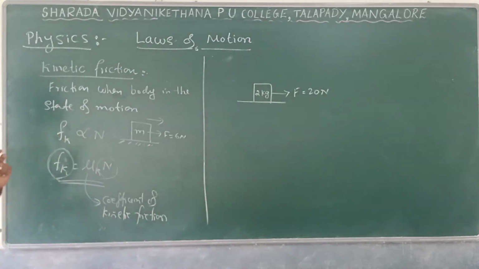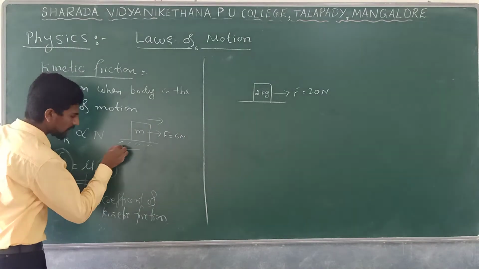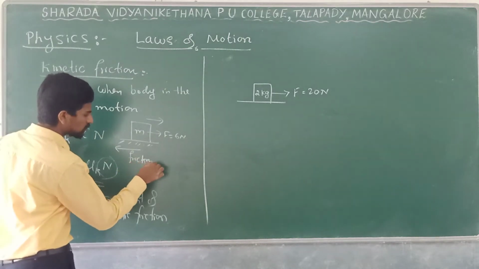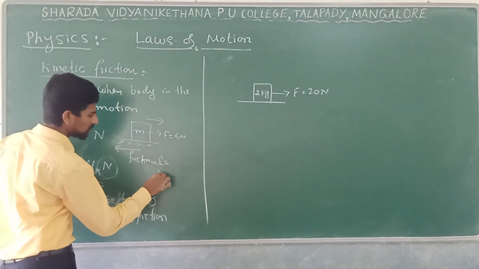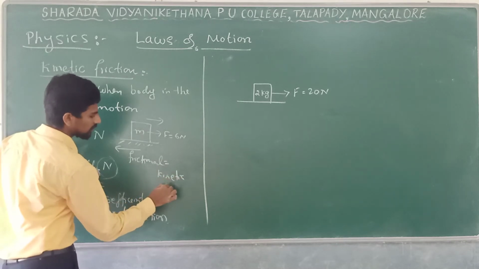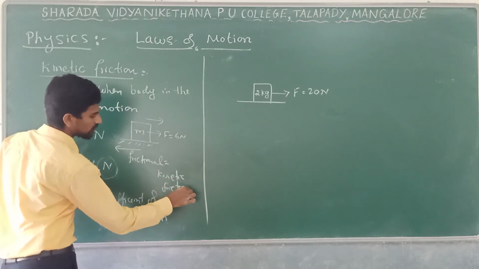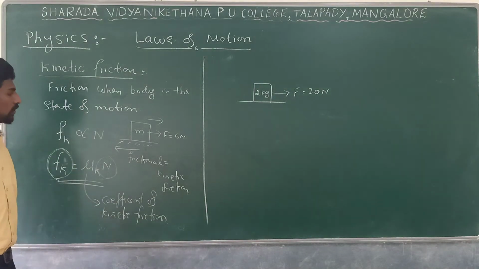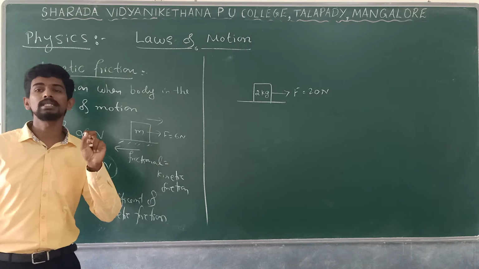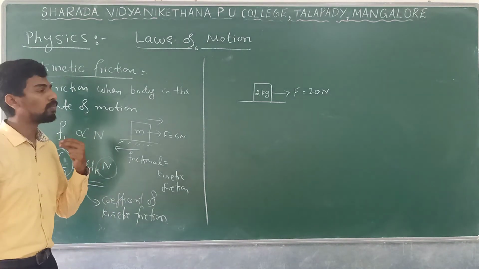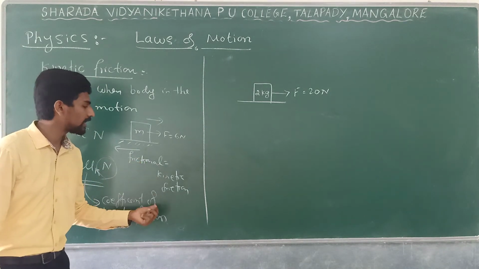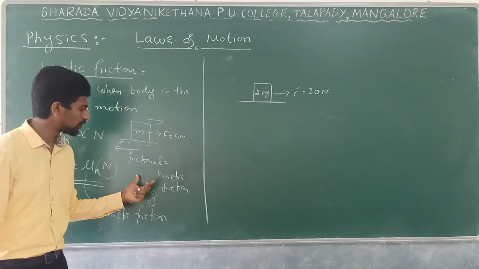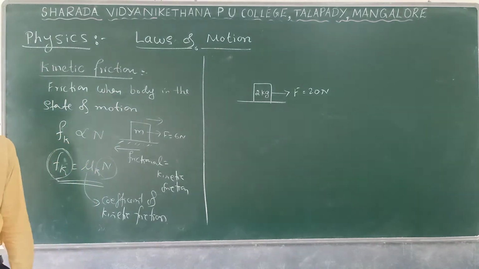When it is moving, then also in the opposite direction, one constant frictional force will act. That is called kinetic friction. So when it is in the state of rest, it is static friction. In the state of motion, it is kinetic friction.